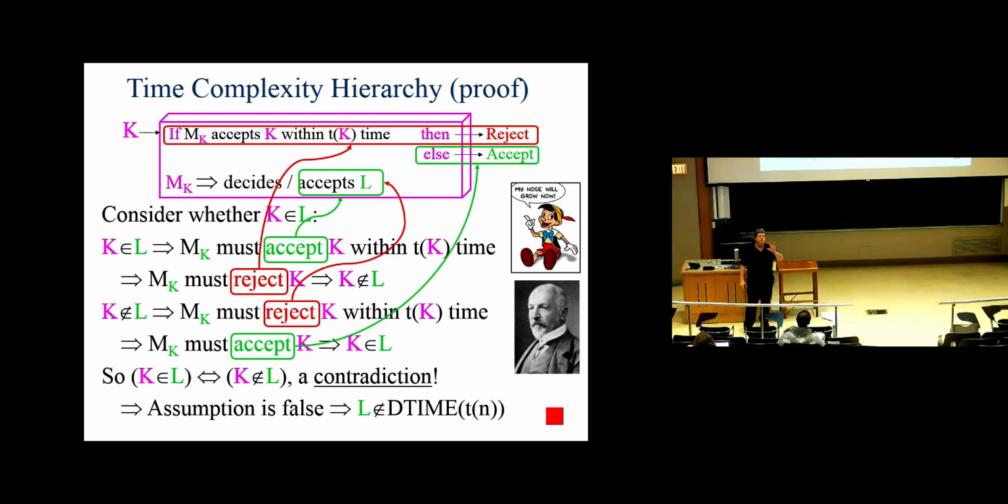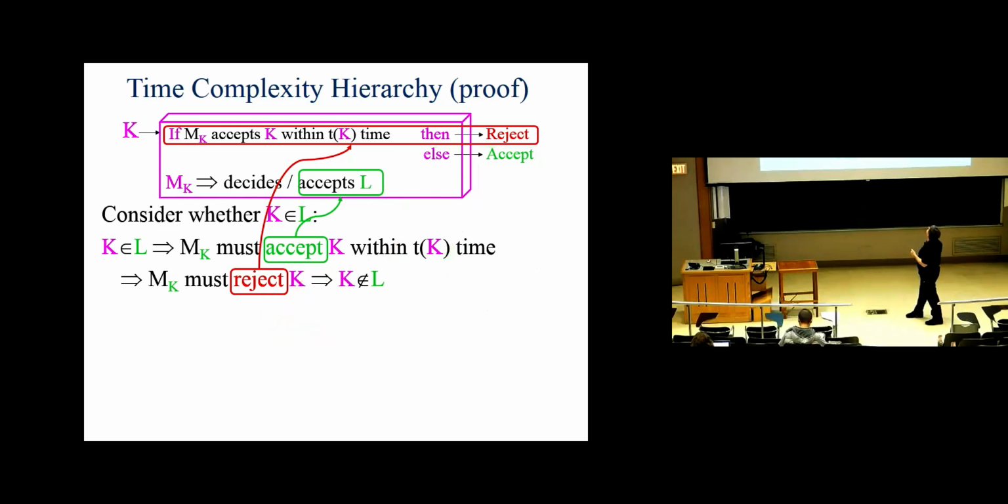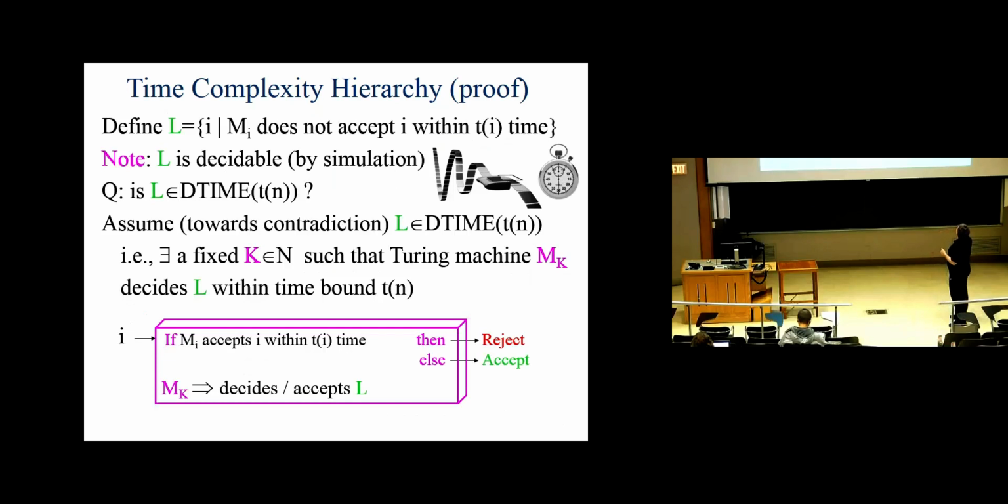Right? This is basically a regurgitation of Turing's proof of the halting problem being undecidable, except now we add the extra complexity of time bounds. We're watching the clock, the stopwatch, as we're doing this. Okay, so we're watching the clock here. That's why I have this icon going on, the clock, the stopwatch.